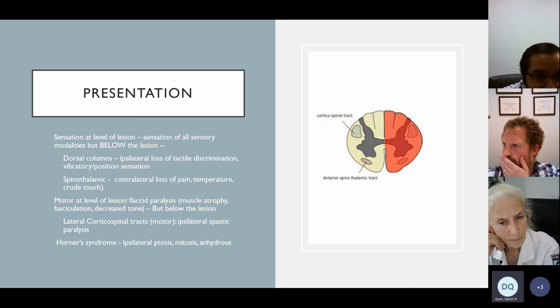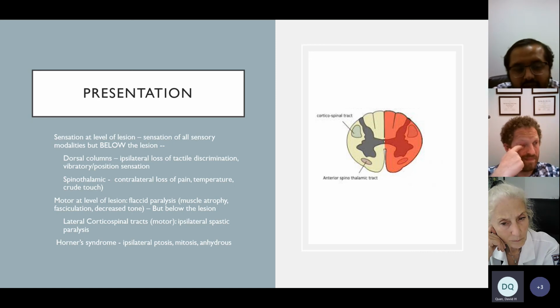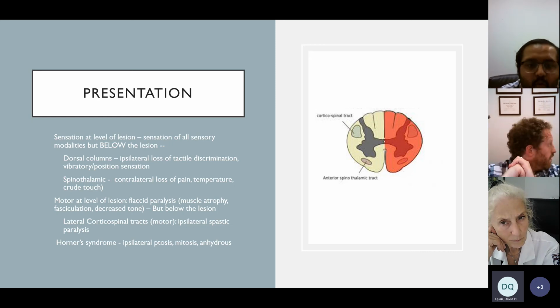Motor at the level of the lesion will be flaccid. You'll have lower motor neuron signs and may see fasciculations. However, below it, you'll have ipsilateral spastic paralysis. And depending on where the lesion takes place, remember that the spinothalamic neuronal cell bodies terminate at the L2 area. You can have findings of Horner syndrome.